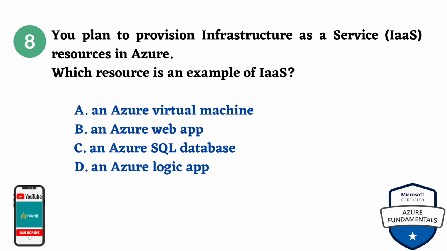You plan to provision infrastructure as a service resource in Azure. Which resource is an example of IaaS? Azure Virtual Machine, Azure Web App, Azure SQL Database, Azure Logic App. So pause the video. Now let's check out the answer. It is Azure Virtual Machine. A virtual machine is an example of IaaS. The other options, web app, SQL database and logic app, are examples of platform as a service.